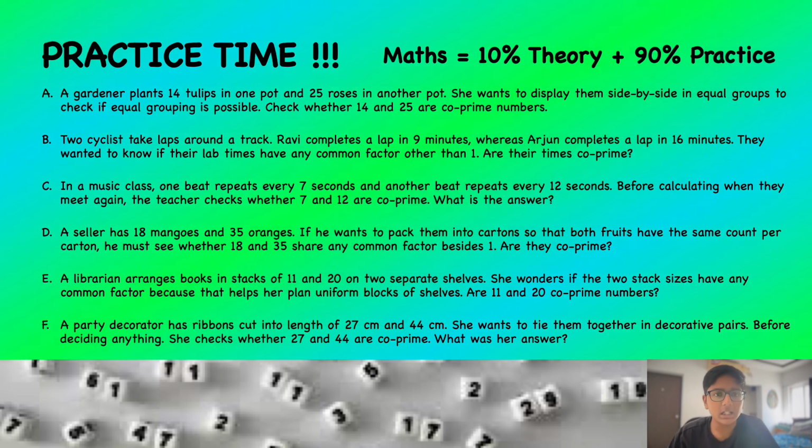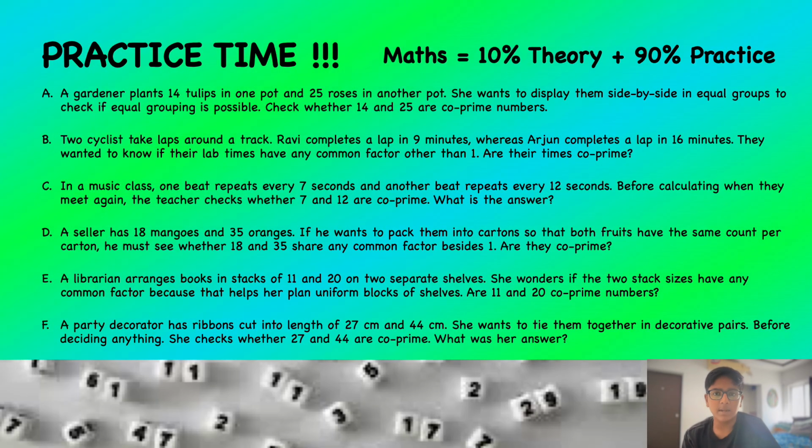A gardener plants 14 tulips and 25 roses. She wants to display them side by side in equal groups. Check whether 14 and 25 are co-prime. 14's factors are 1, 2, 7, 14. 25 is 1, 5, 25. So only 1 is common, so they are co-prime numbers, so she cannot display them side by side in equal groups.